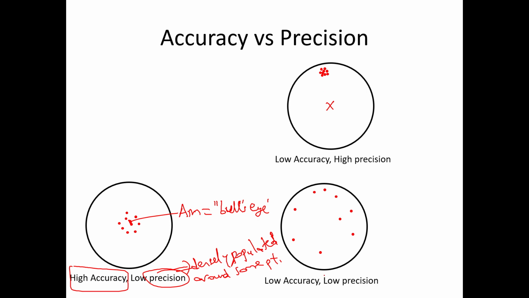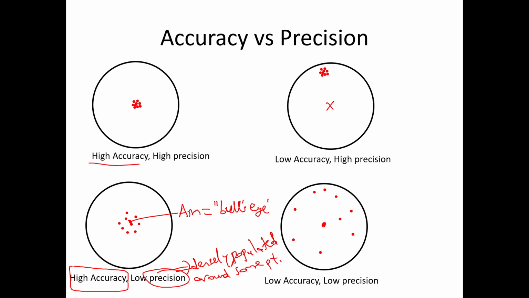In this case, the precision is low because we don't have the densely populated points, and the accuracy is also low because our aim is here, but the points are not close to our aim. And the last thing is that we have high accuracy and high precision. What it means is that we are close to the aim and the points are densely populated. So this is accuracy and the precision.